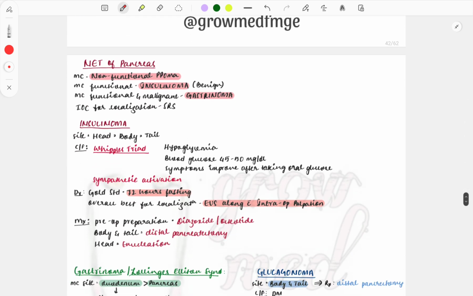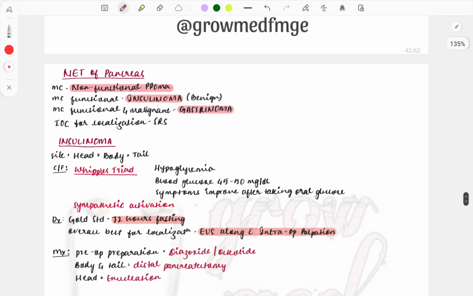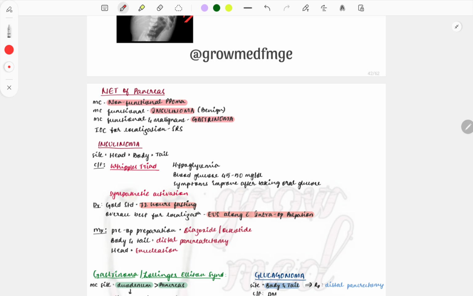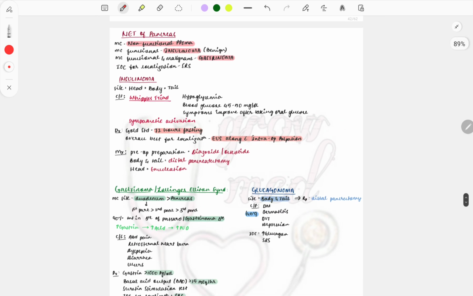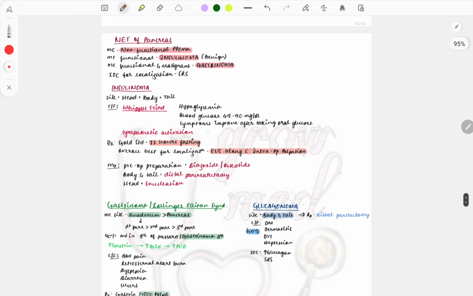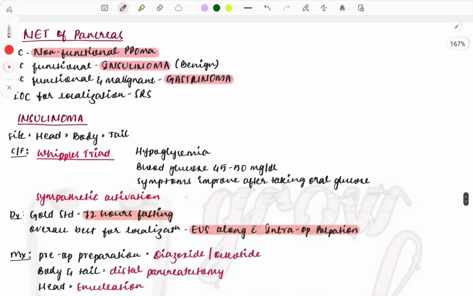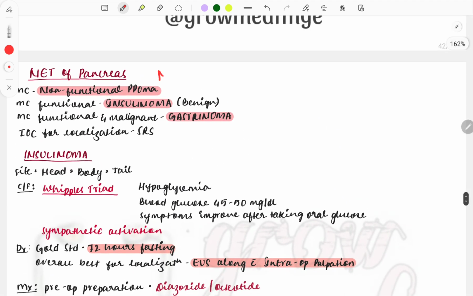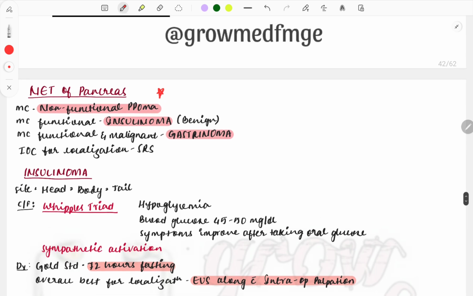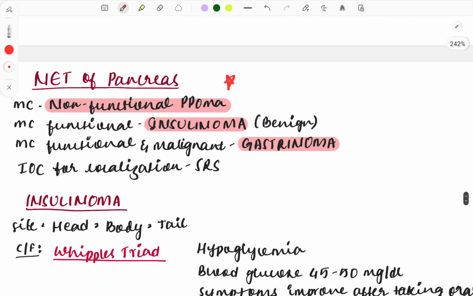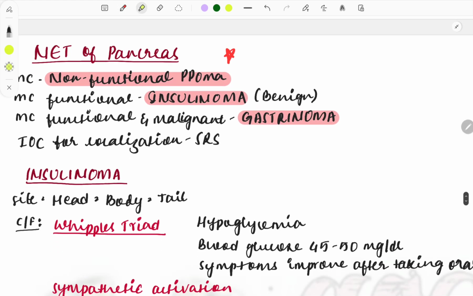Then moving on to the neuroendocrine tumors of the pancreas. Okay, so this is an important topic, but all the things are not important from this one. So I'll just discuss the important things which you must remember. Okay, so these are the important one-liners asked, and you need to remember all these things, like which is the most common, which is the most common functional, that is the insulinoma, most common functional and malignant, gastrinoma, and investigation of choice for the localization is the SRS.